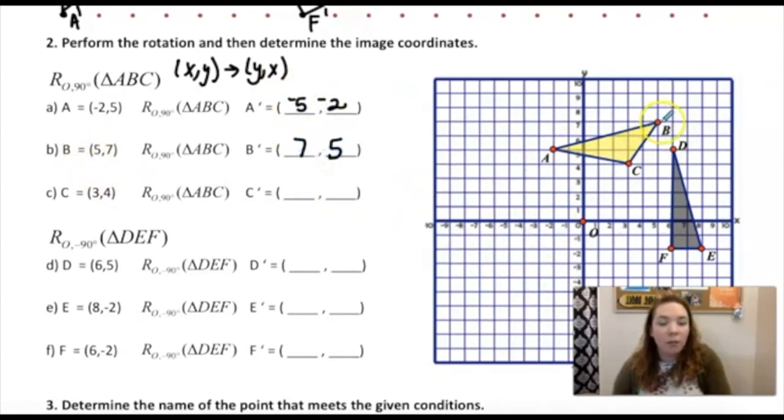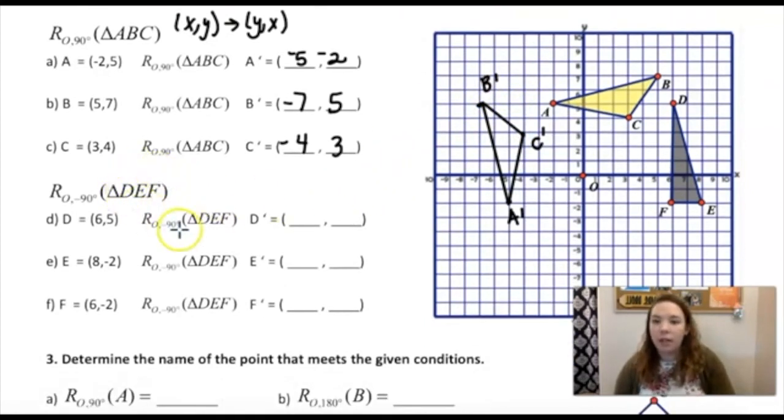B is in quadrant 1, but it's moving into quadrant 2, and quadrant 2 has a negative X. And then C, again, I'm going to switch my 4 and my 3, and then it's going from quadrant 1 to quadrant 2, so it's going to have a negative X value. And then you can plot your points. So here's A prime. Negative 7, 5 is B prime. Negative 4, 3 is C prime. So it's a little bit harder on the first examples to do just kind of by eyeballing, but when you have coordinates, I think it's easier.